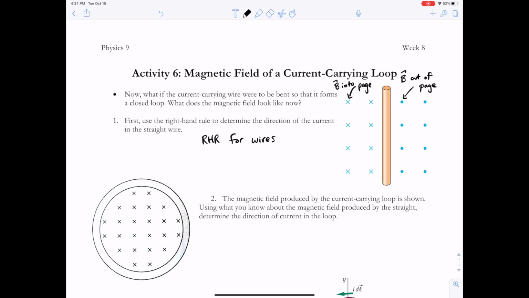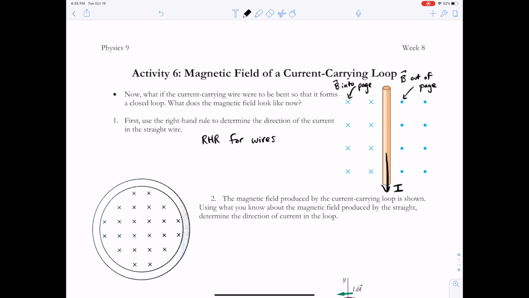Our right-hand rule for wires tells us that if we curl our fingers in the direction of the magnetic field, our thumb will then be directed in the direction of the current. So if we point our fingers into the page on the left side of the wire and then wrap them around so they point out of the page on the right side of the wire, we find that the current that produced that magnetic field is directed down the page.